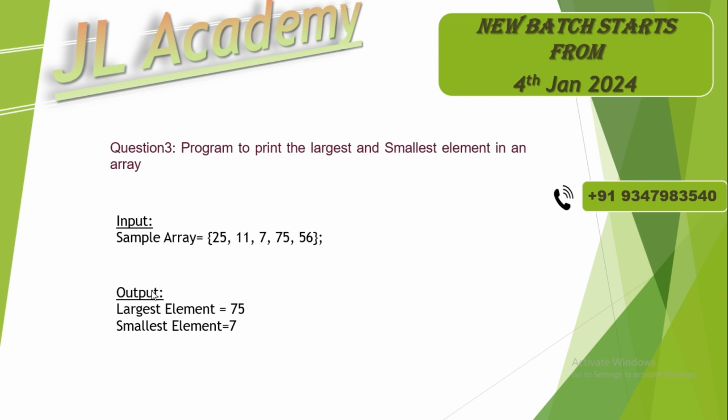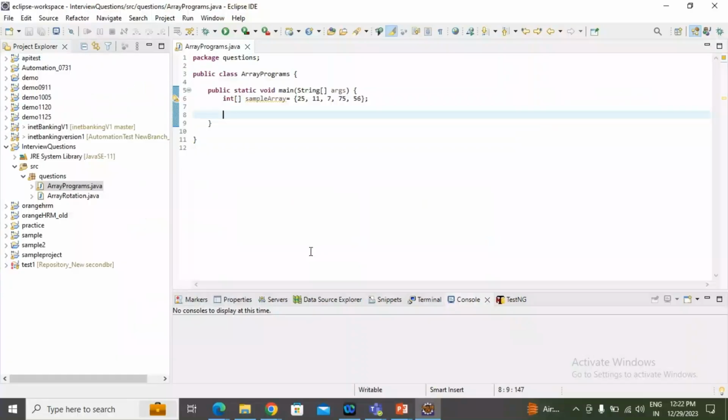The logic we will apply is, first, I will assume the first element, 25, is my smallest element, and I'll compare it with all the elements in the array. Whether it's the smallest or the largest, if I find any other element lesser or greater than that, I will replace it. Let me write the logic for that in Eclipse.